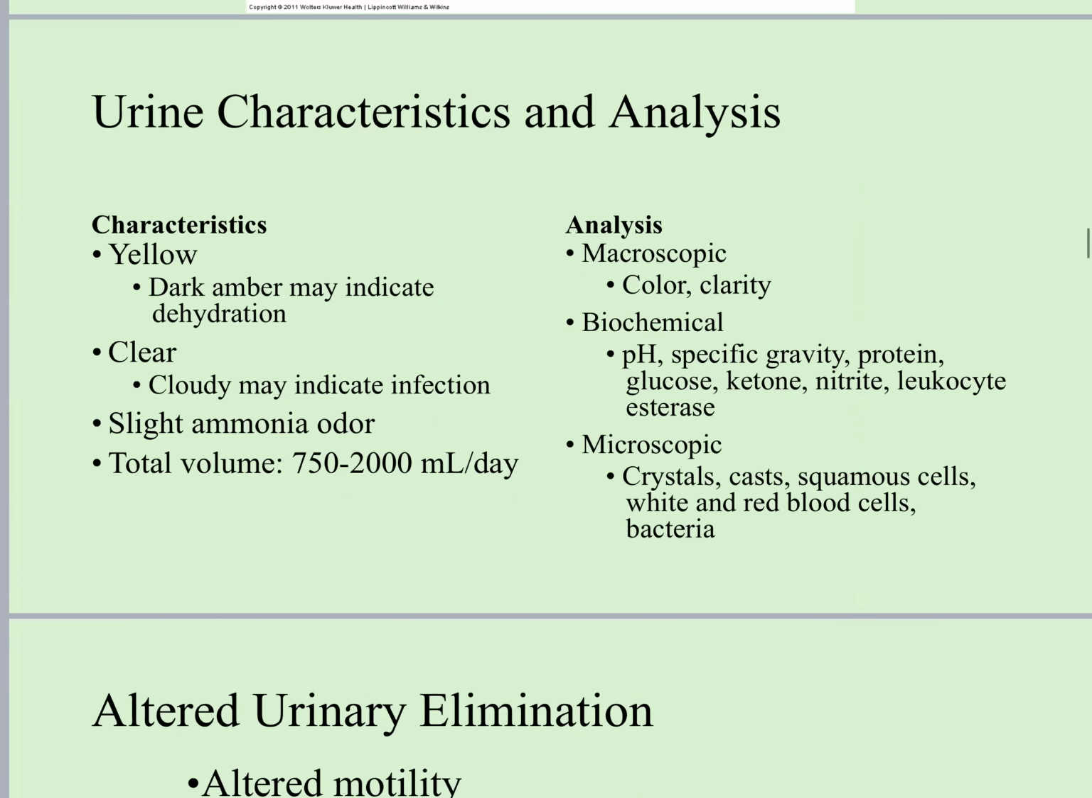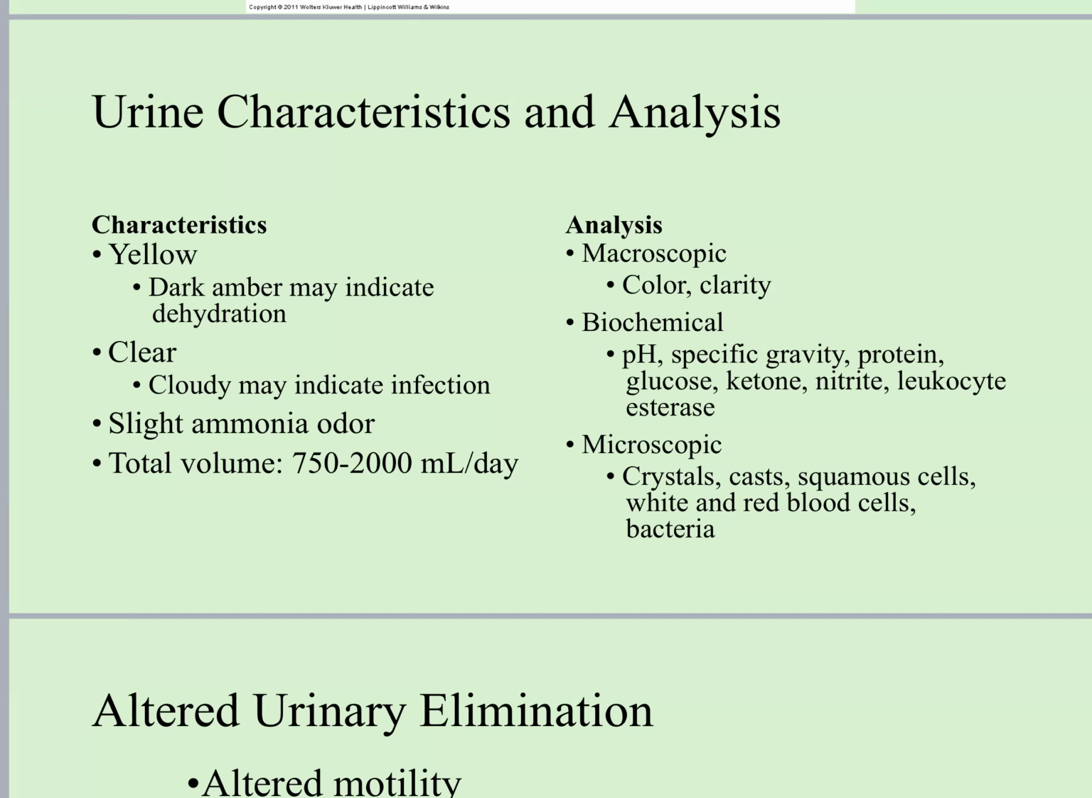We can look at urine characteristics and analysis of our patients pretty easily. The characteristics of urine: it should be very pale yellow. It should be clear, see-through. If urine is cloudy, that can indicate an infection. It has a slight ammonia odor. We generally produce between 750 to 2,000 mLs per day.